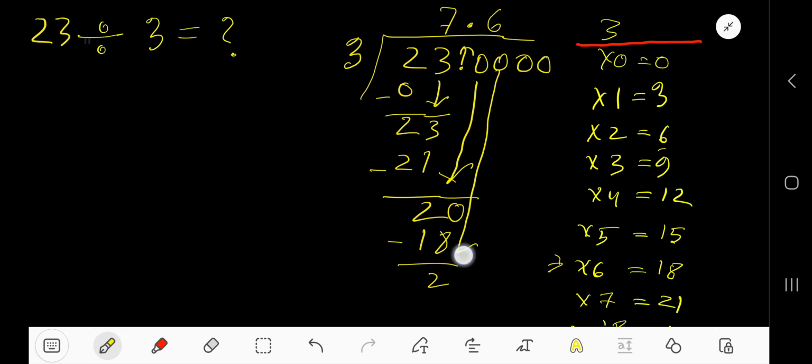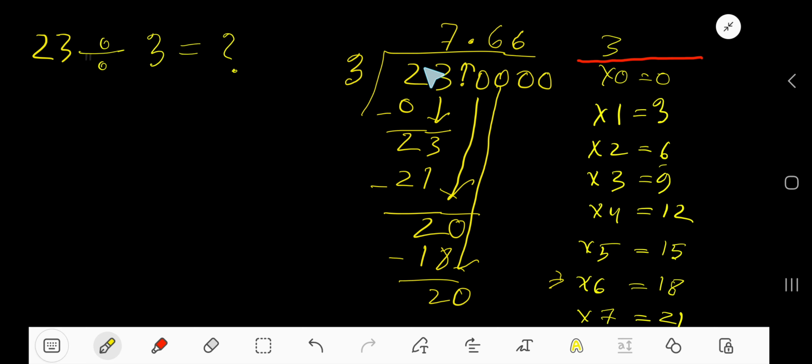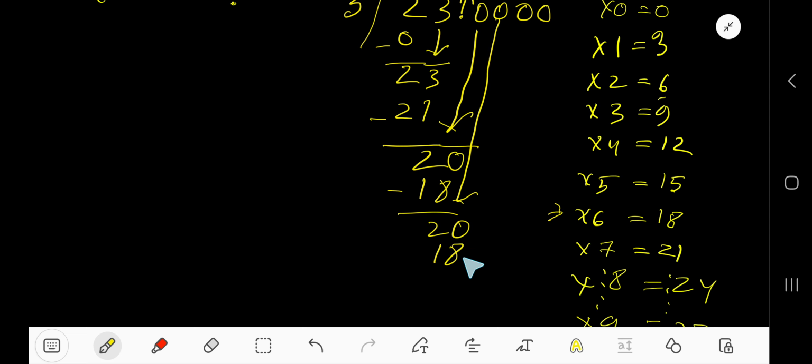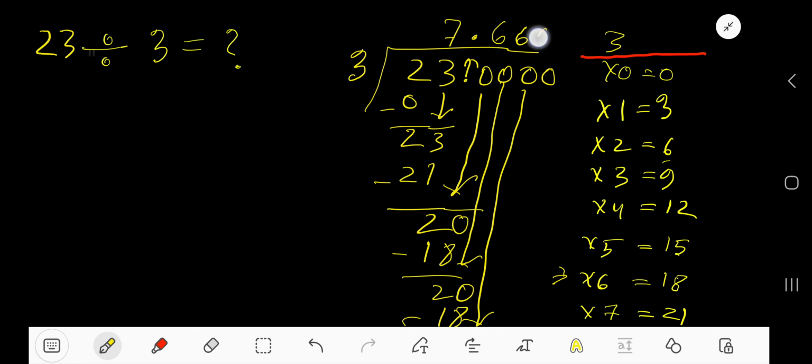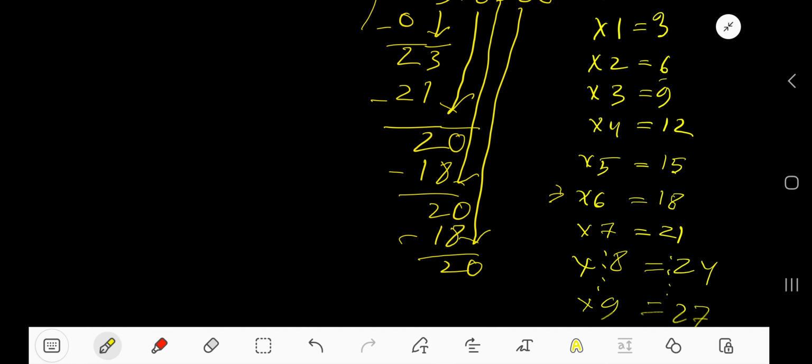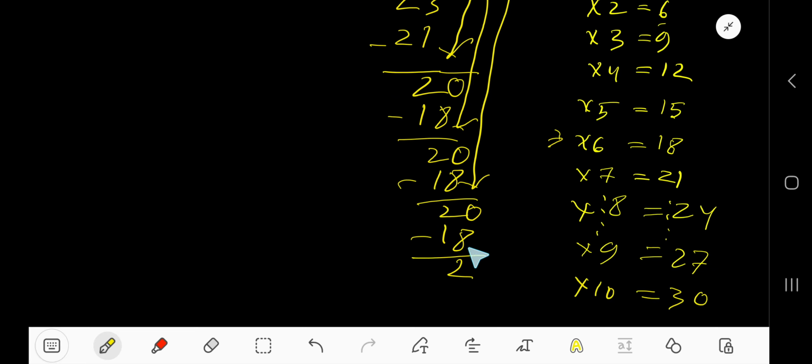Bring down another 0. Again 3 goes into 20 6 times. 6 times 3 is 18. Subtract, and you get 2. Bring down another 0. Again 3 goes into 20 6 times. 6 times 3 is 18. Subtract, and you are getting 2.